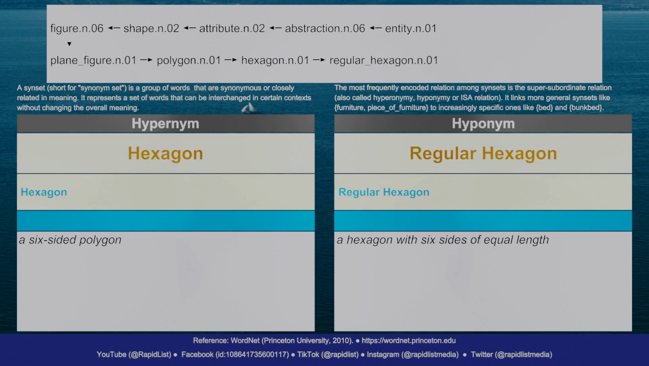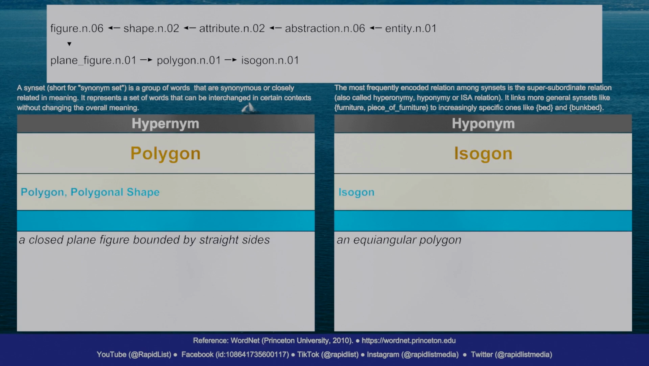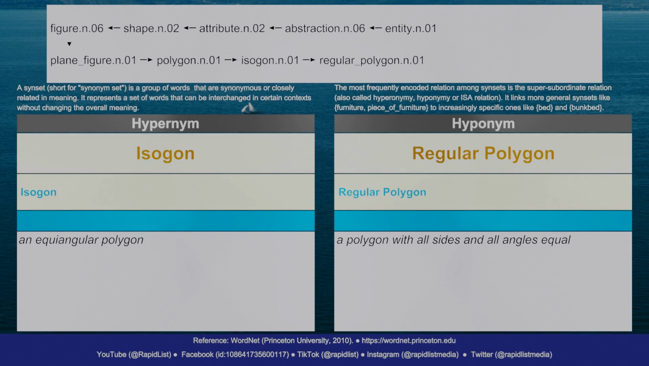Regular hexagon. A hexagon with 6 sides of equal length. Isogon. An equiangular polygon. Regular polygon. A polygon with all sides and all angles equal.